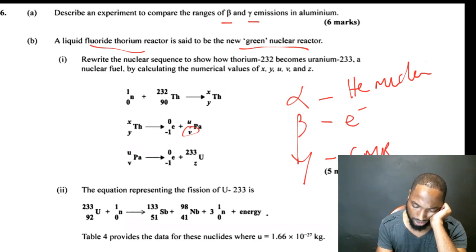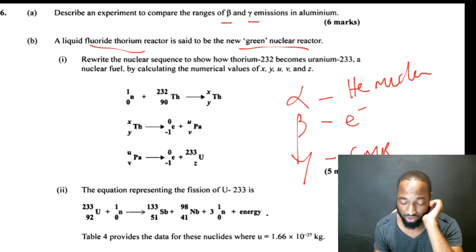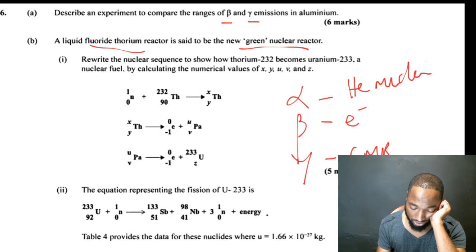When you lose an electron, one neutron is turned into a proton and gives off an electron, something like that. Same thing going on here: compare the numbers on the top, make sure they add up, and make sure the numbers on the bottom are equal on either side.